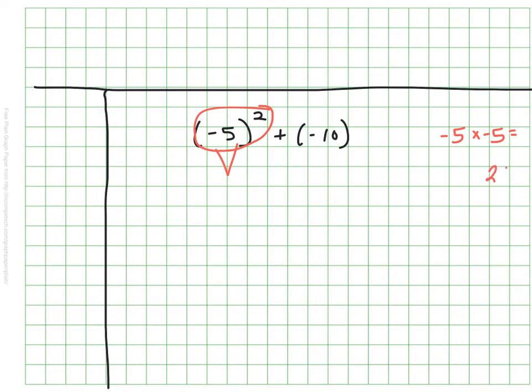5 times 5 is 25. And a negative times a negative is a positive. So make sure when you're looking at these exponents that you think what it really means, and so you can move forward from there. So then you just have a 25 plus a negative 10. And of course, using our rules of adding integers, we know that the answer would be 15, right? So just be mindful of that. I'm going to give you an example where you can do another one similar to that.